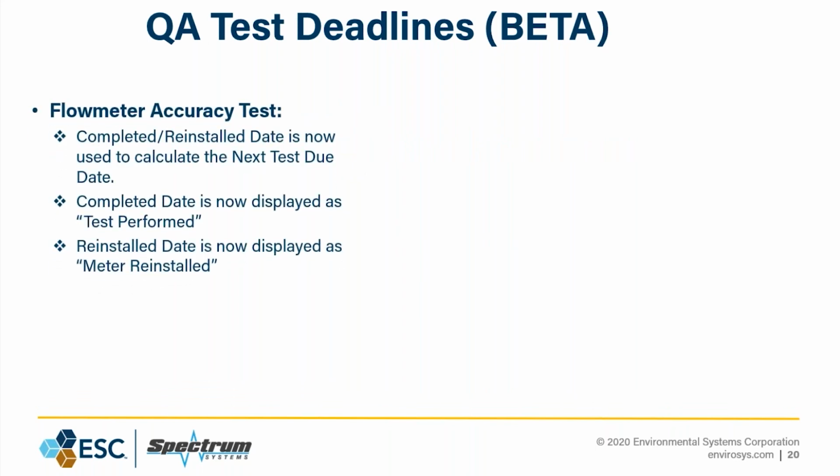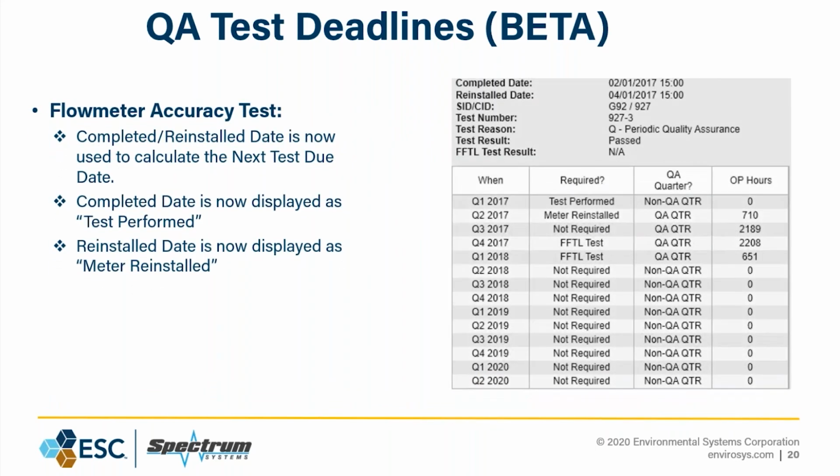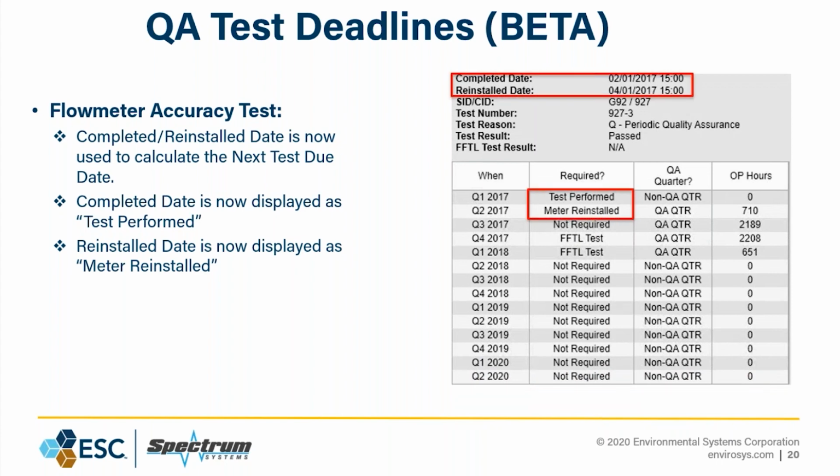Also, update flow meter accuracy test. The completed and reinstall date is now used to calculate the next test due date. The completed date is now displayed as tests performed. The installed date is now displayed as meter reinstalled.